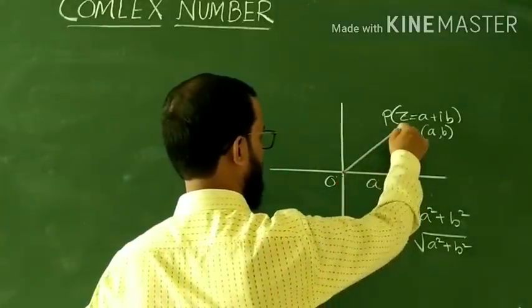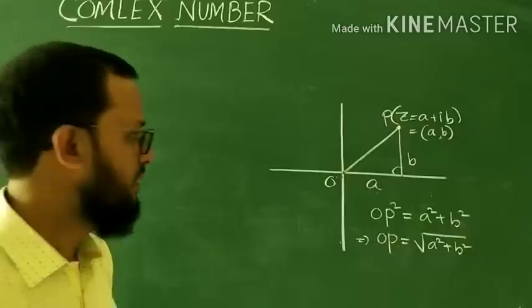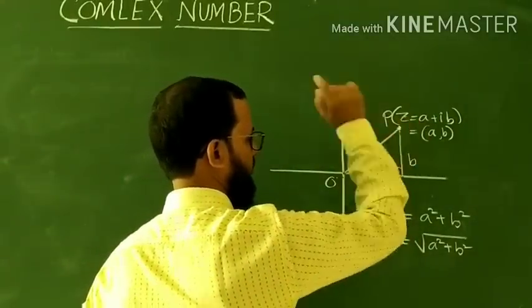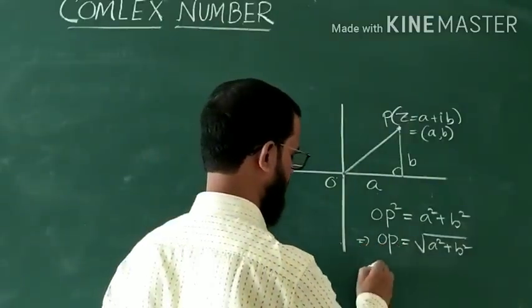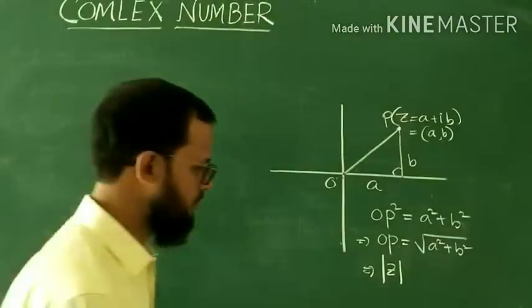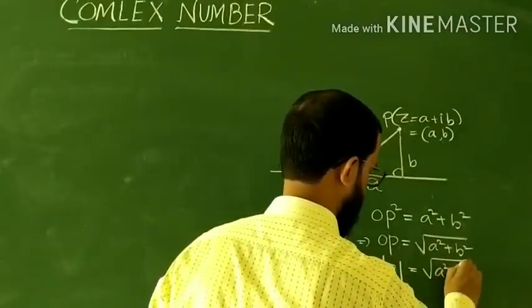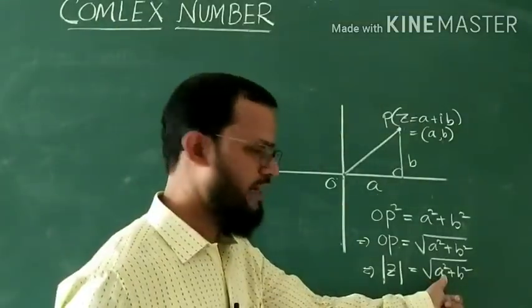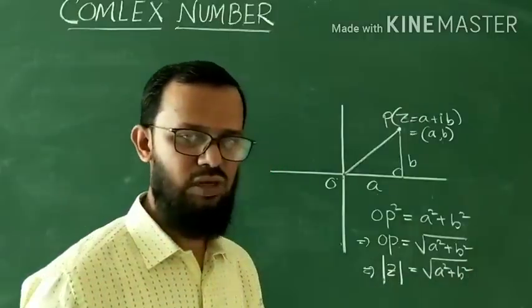This OP is the distance from the origin to the complex number. Distance from the origin to the complex number is OP, which is denoted by this symbol, and it is called the modulus of the complex number. So modulus of the complex number is the square root of a squared plus b squared. And what is a? A is the real part, and b is the imaginary part. Real part squared plus imaginary part squared.